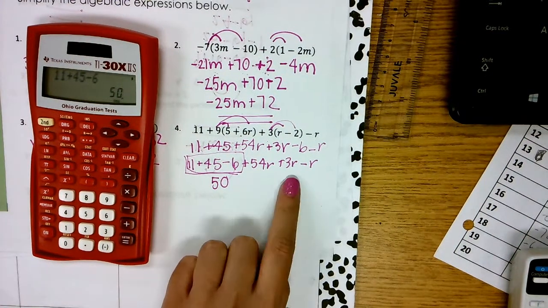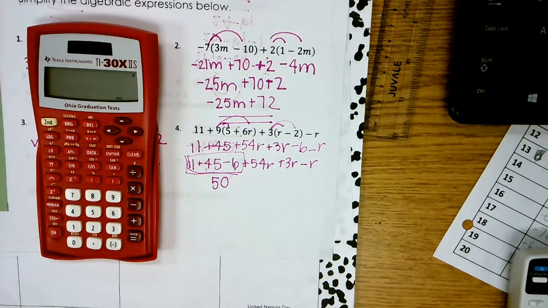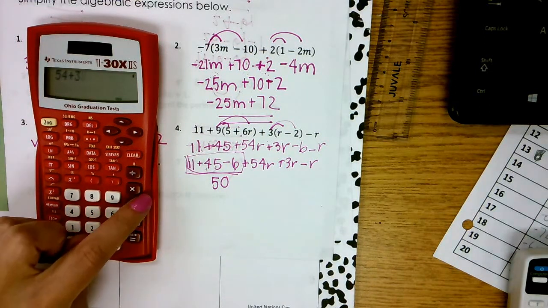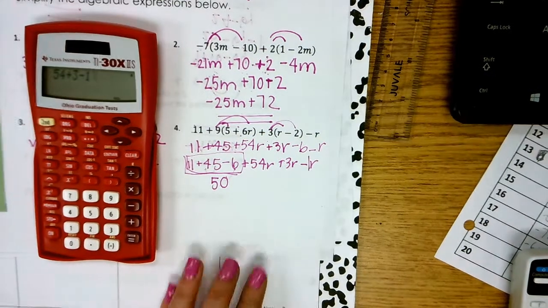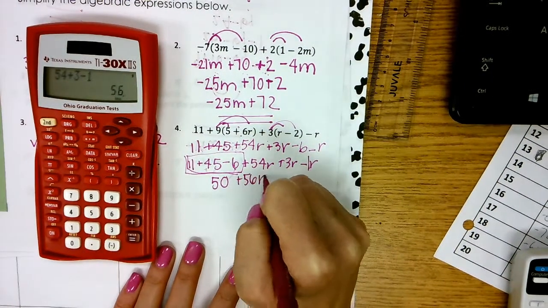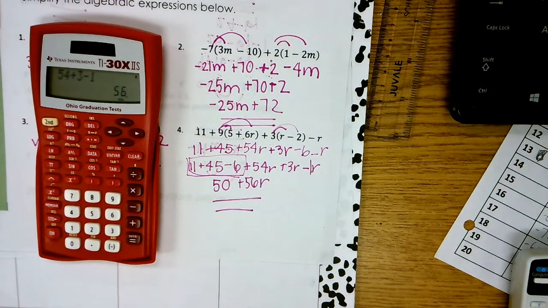Then we're going to combine all of our r's. So again, when you're typing this in the calculator, you can't put the letter r in. We can't enter that variable, but that's okay. We'll just add up the coefficients and then know we need to put an r next to our answer. So 54 plus 3 minus 1, because remember, this is like negative 1r. Gives us 56r. And now we're done because we have no more like terms. We can't combine anything else.